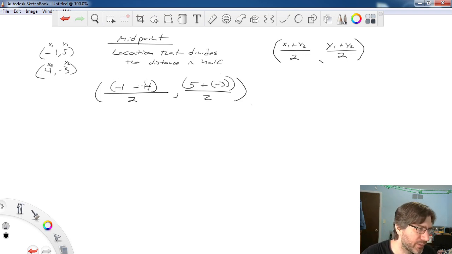So -1 minus 4 gives you -5 halves. Divide that by 2 if you want, or you can leave it as a fraction at this point because it just doesn't go evenly. If you want, you can divide it out. I'm okay if you put it as a fraction though. So that's your x coordinate, and over here, clean up your signs. It's just going to be 5 minus 3 is 2. 2 divided by 2 is 1.